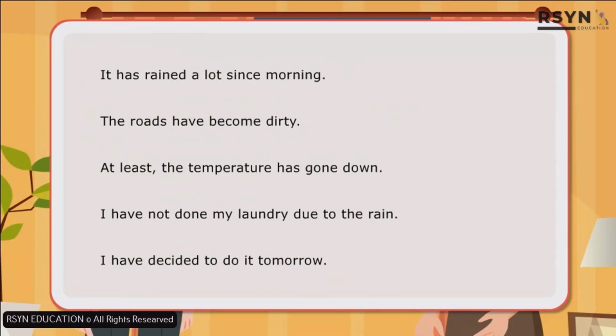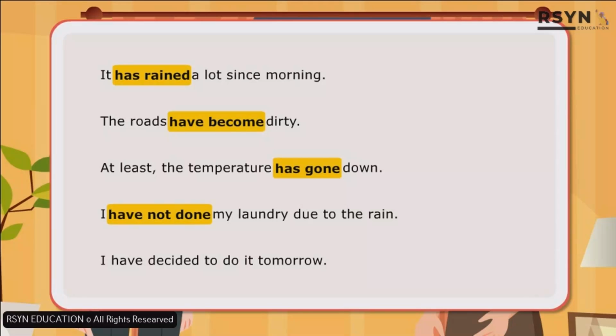It has rained a lot since morning. The roads have become dirty. At least the temperature has gone down. I have not done my laundry due to the rain. I have decided to do it tomorrow.